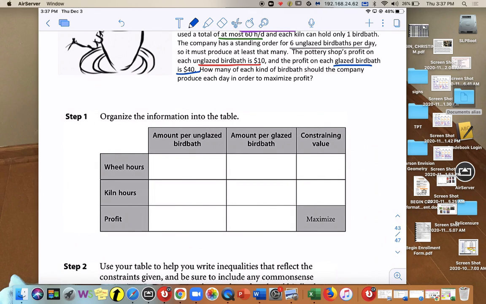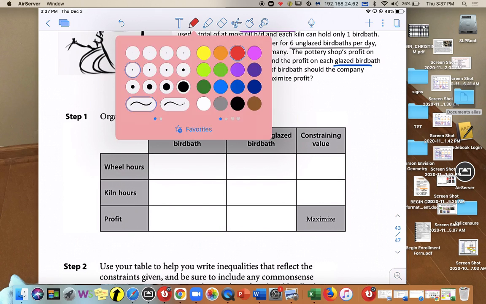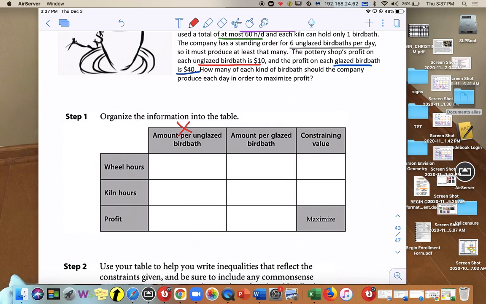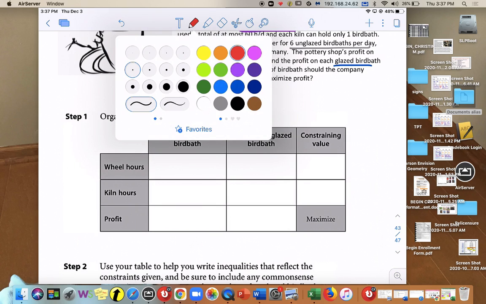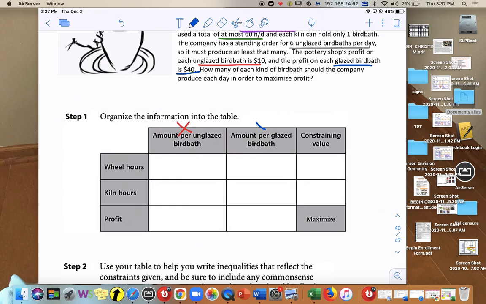So we have 2 variables here. We have our unglazed bird bath, so we're going to call those X. That's the number of unglazed bird baths. And the number of glazed bird baths, we'll call that Y. And then the constraints are wheel hours and kiln hours. Those are the 2 things that are holding us back from making just a ton of bird baths to sell for a ton of profit.